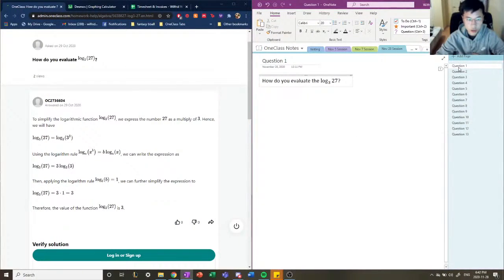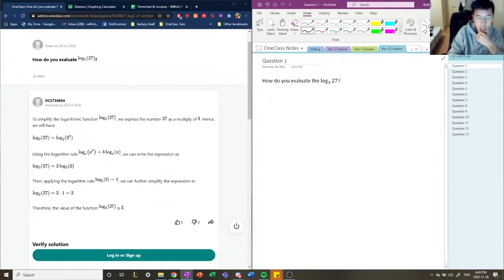Alright, so the first question reads, how do you evaluate log of base 3 of 27? The logarithmic function basically outputs the exponent that correlates to a power and an argument. So for example, let's say that we have 10 to the power of 2. We know 10 to the power of 2 is equal to 100.